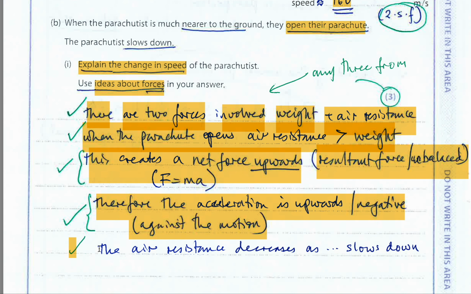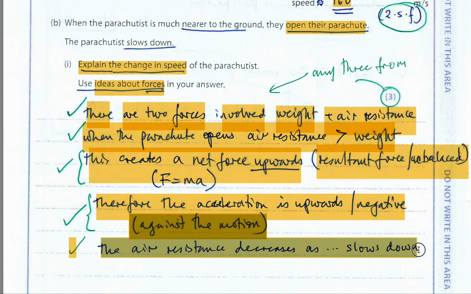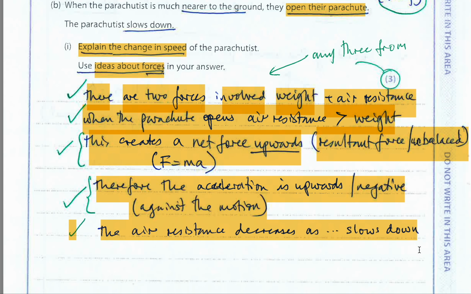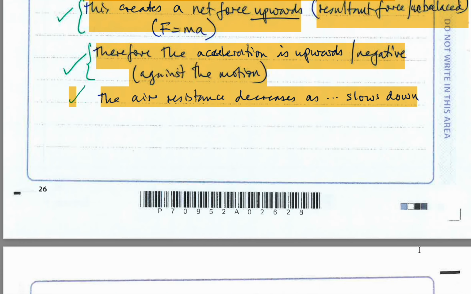And then, for a fourth point, I say the air resistance decreases as the parachutist slows down, and eventually the forces become balanced again. Okay, so that's a common question in GCSE.